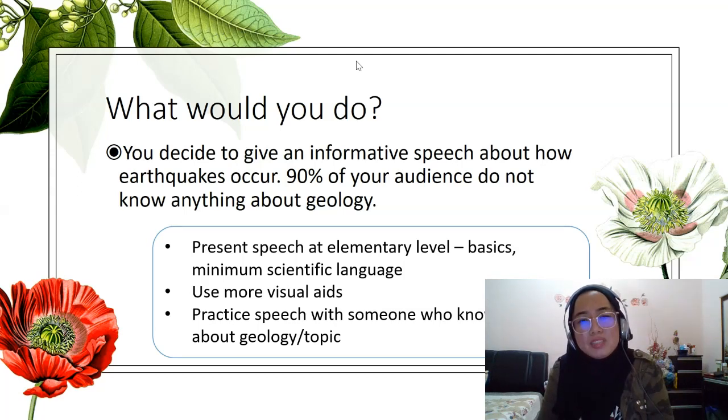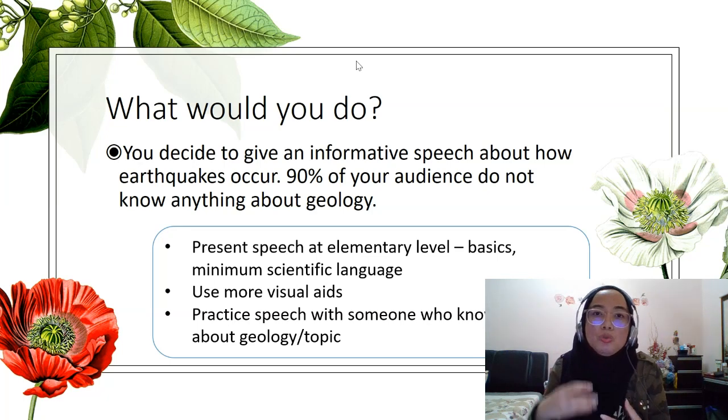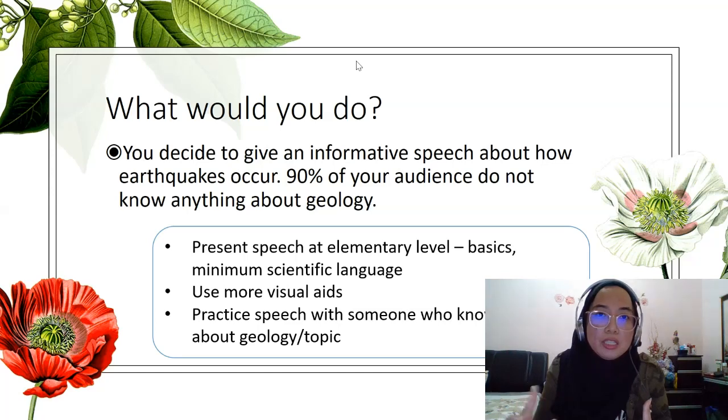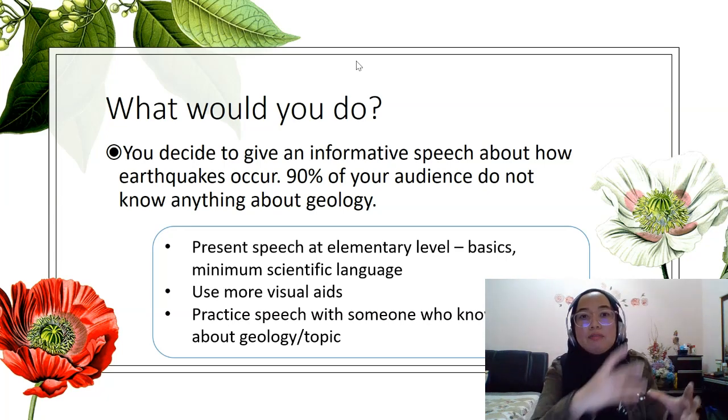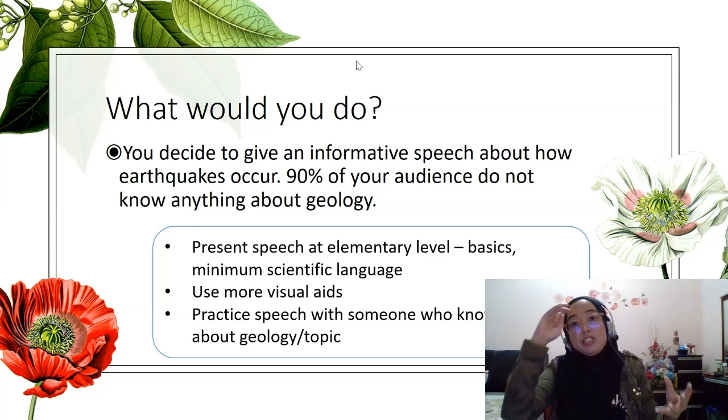So that it can help them to understand better. You can also consider practicing your speech with a friend or someone who doesn't know about the topic, geology in this example, so that they can give you feedback. You can ask them, which part do you think I should stress more, which part can you understand, which part don't you understand? That feedback can be very helpful if your friend does not have prior knowledge, just like your audience.